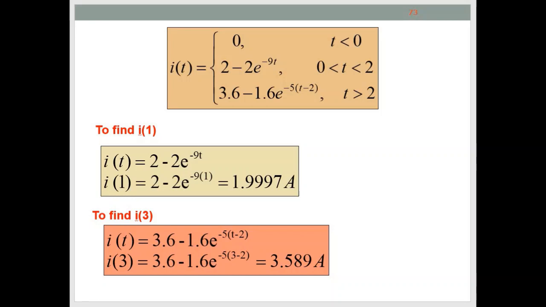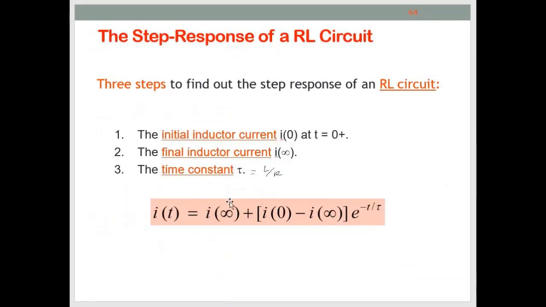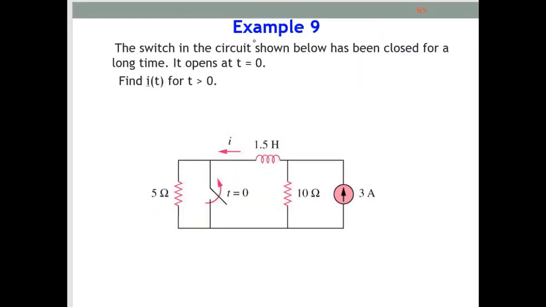Okay, let's see the example of this formula, the formula of step response. Example 9 for step response RL. The switch in the circuit shown below has been closed for a long time. It opens at t equals 0. Find i(t) referring to the current for the inductor when t is more than 0.